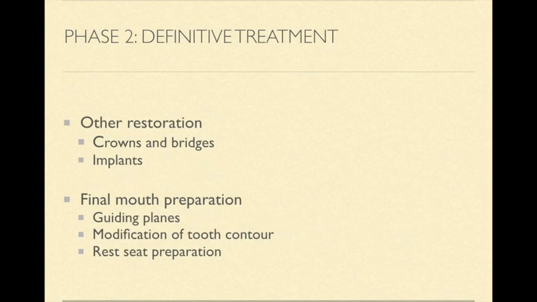After you finish the phase 1 treatment, all the teeth and the soft and hard tissue intraorally should be in good health condition. After that, you will start the phase 2 treatment. It's the definitive treatment. So you might need to do some crowns or bridges, or maybe the patient will need implants combined with the removable partial dentures, then you will start it. And finally, you will do the final mouth preparations to accommodate your RPD design.